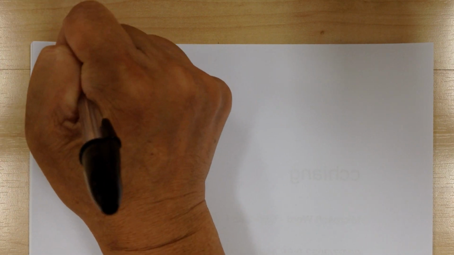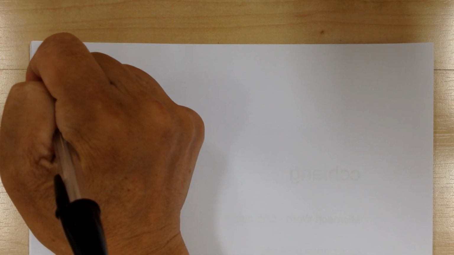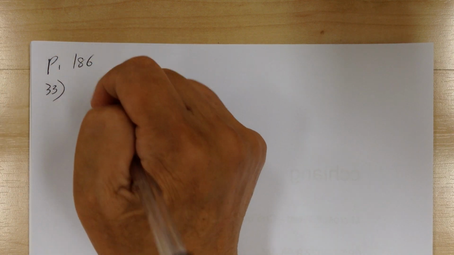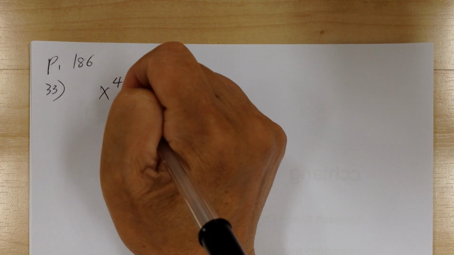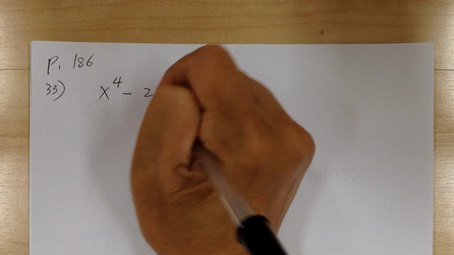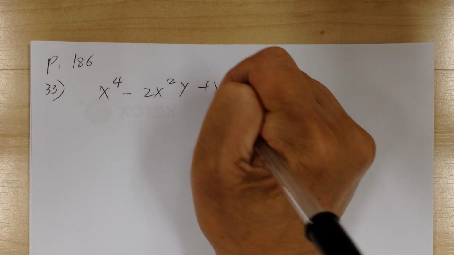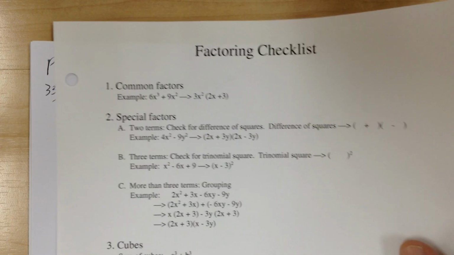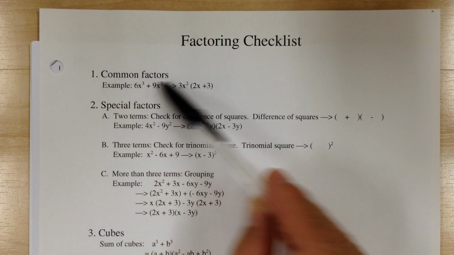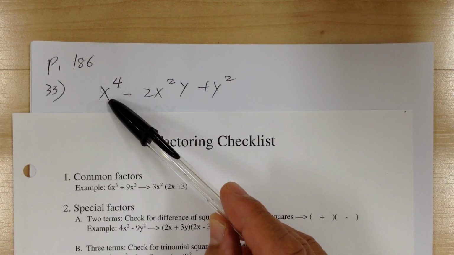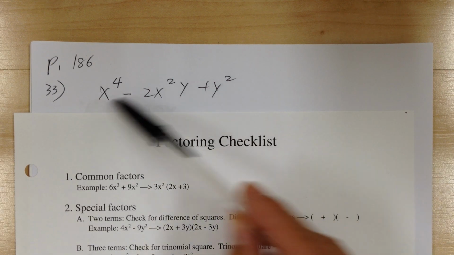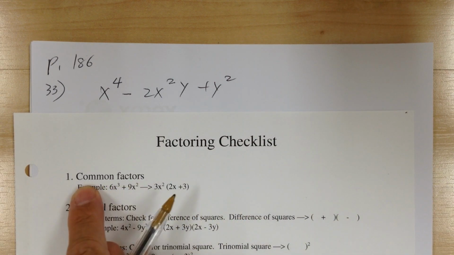Let's go to page 186 and start with number 33. So this is the factoring. You've got x to the 4 minus 2x squared y plus y squared. Again, when you're doing the factoring, make sure you go through the checklist. So step 1, common factor. Well, there's no y, so you cannot do the y. There's no x, so you cannot do the x. And there's no other number. So step 1 cannot, okay?